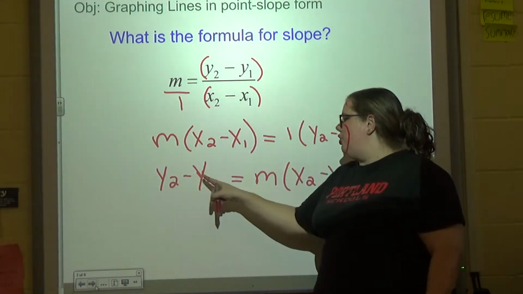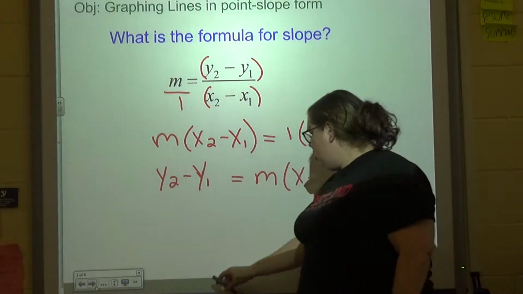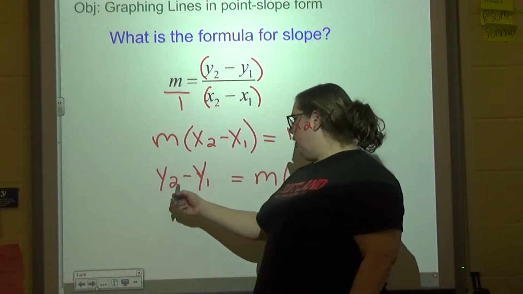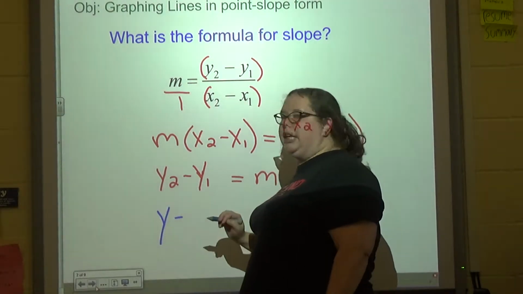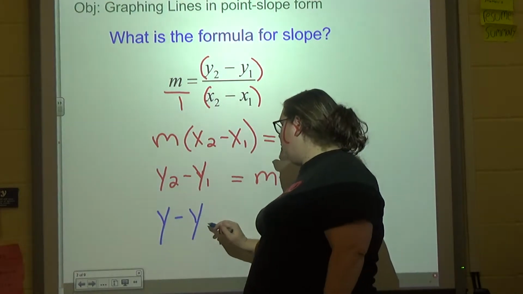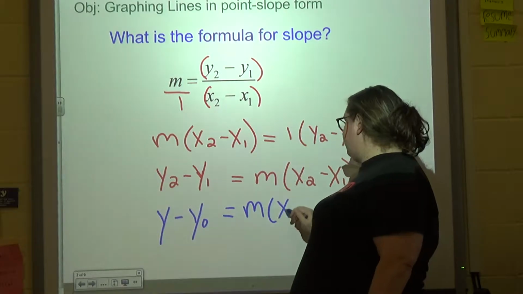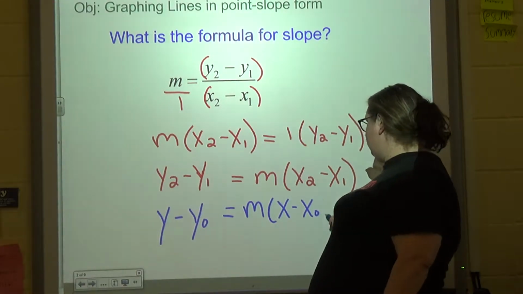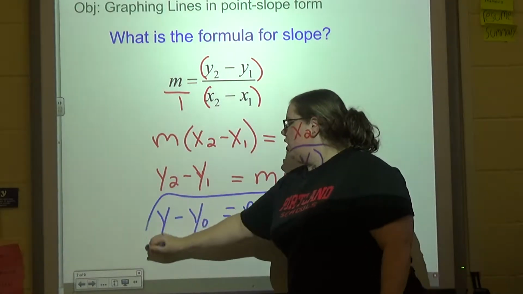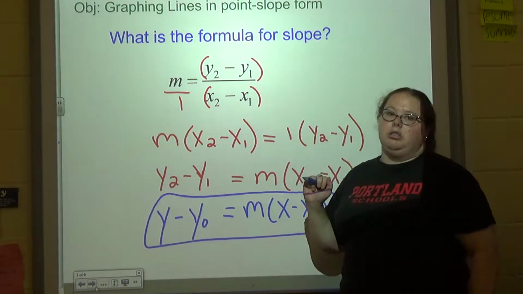Now all I'm going to do is change my subscripts. So I'm going to change this one to just a plain y minus y0 equals m times x minus x0. This is the equation for point slope.